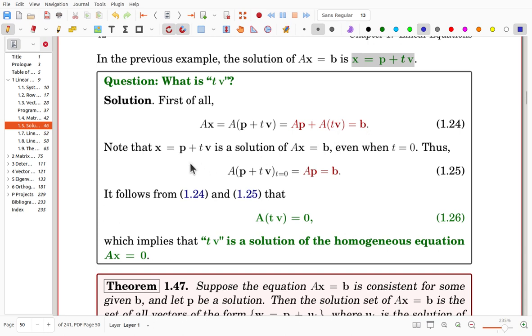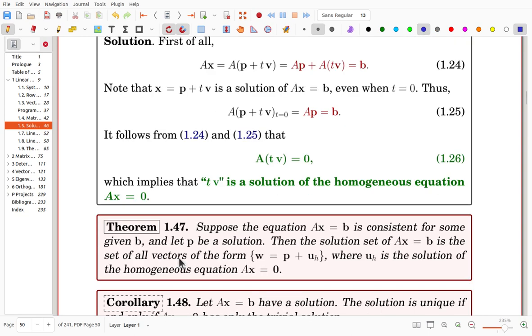And here, p + tv is a solution even when t equals 0. So we choose t equals 0, then this term becomes Ap. The right side must be b. We compare now these two equations, and we can conclude this term is 0: A(tv) equals 0. That implies that tv is a solution of the homogeneous equation Ax equals 0.